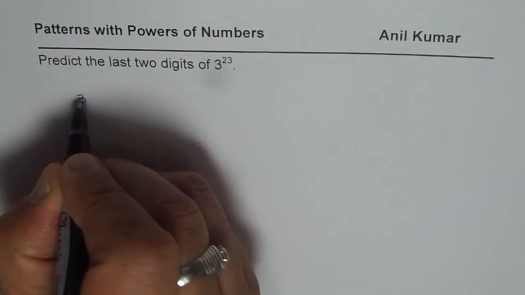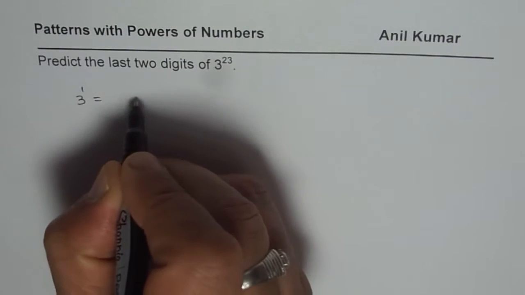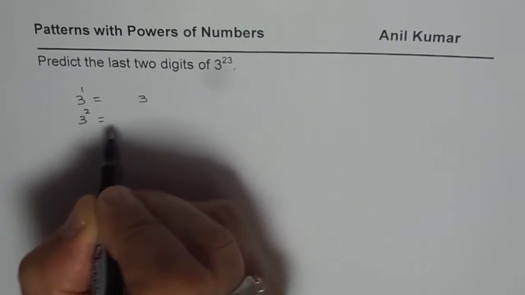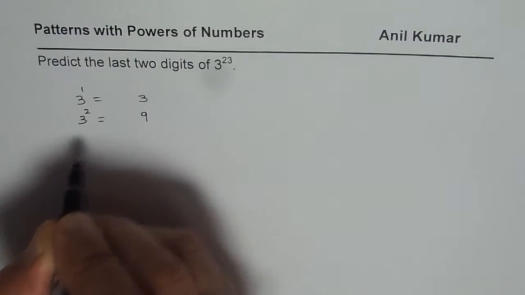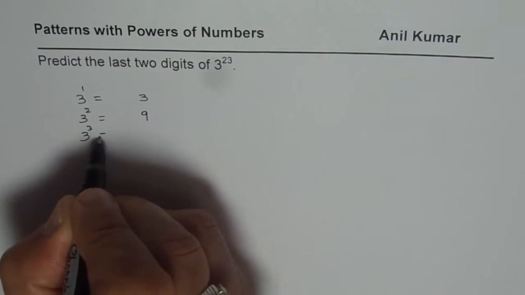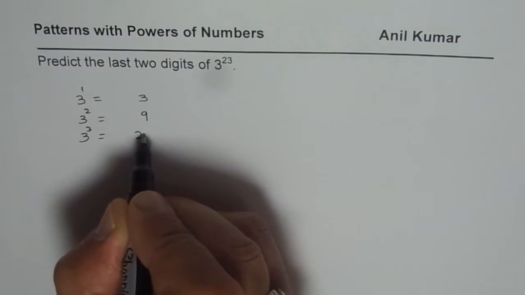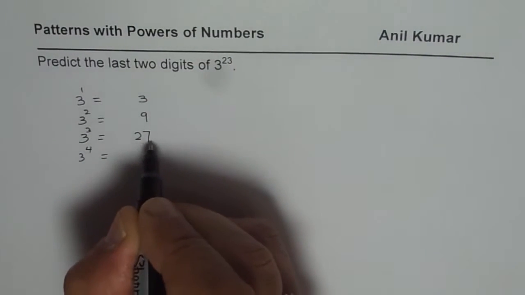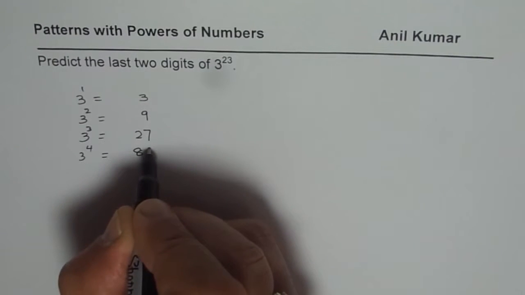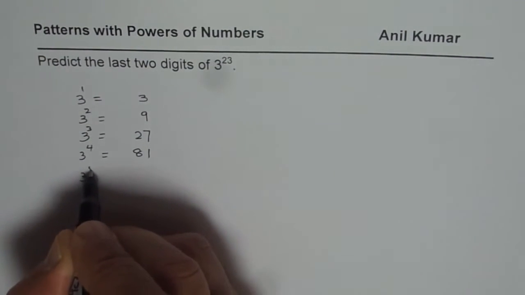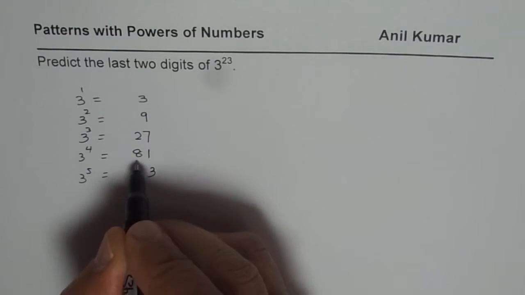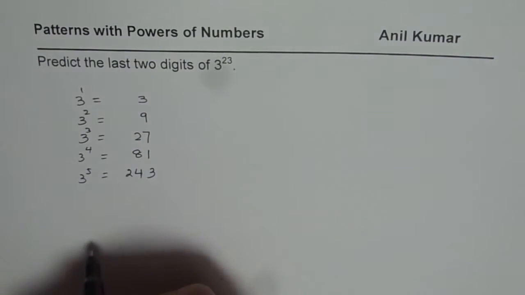So let us start with 3 to the power of 1. What is 3 to the power of 1? It is 3. 3 to the power of 2 is 3 squared, which is 3 times 3. We know it is 9. 3 to the power of 3 is 9 times 3, which is 27. 3 to the power of 4 is 27 times 3, which is 81. 3 to the power of 5, I have to multiply this by 3. So we get 243.